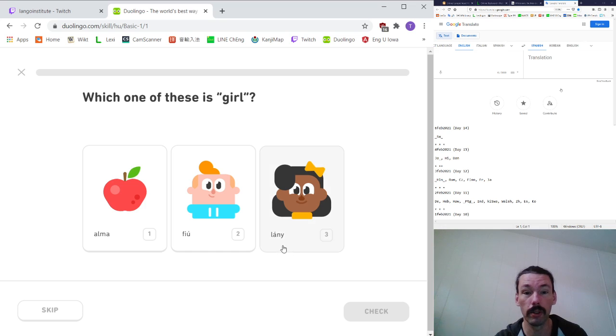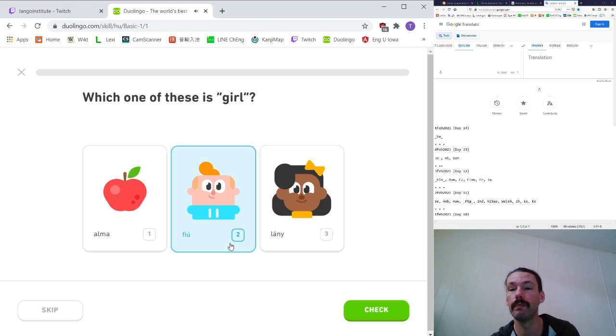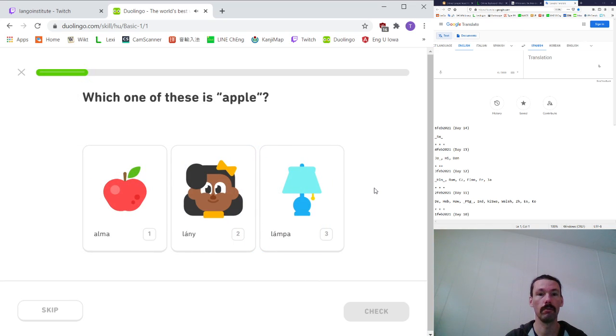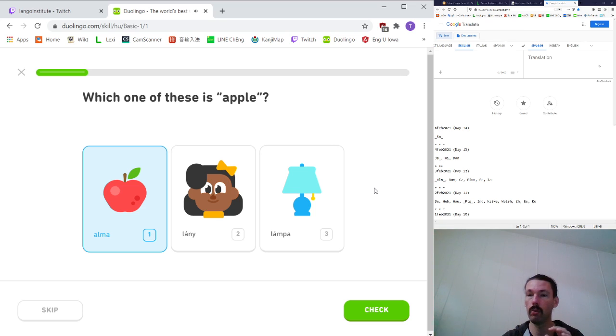Okay, NY in this one is a single consonant sound. Nya. It's not two syllables, but lány. Lány. Fiú. Alma. So the A, simple A without any special marks on it, has a little bit of lip rounding to it. Alma.